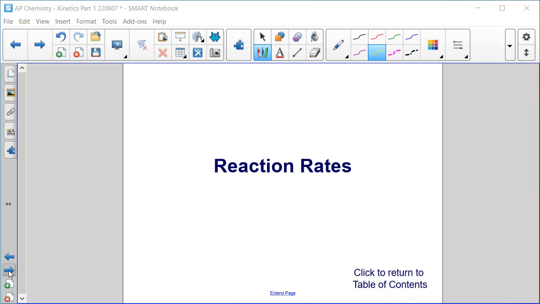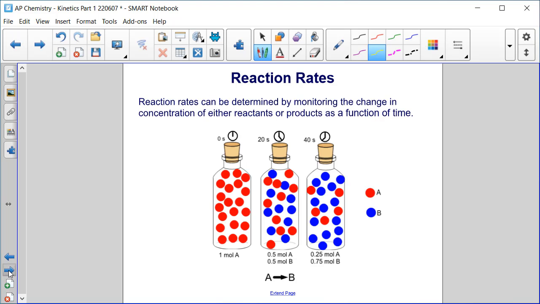All right, in this section, we're going to discuss reaction rates in more detail. Reaction rates can be determined by monitoring the change in concentration of either the reactants or the products as a function of time. So in the image here, in red, we have our reactants at time 0 seconds.